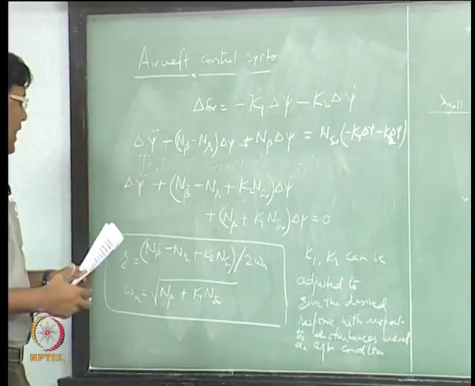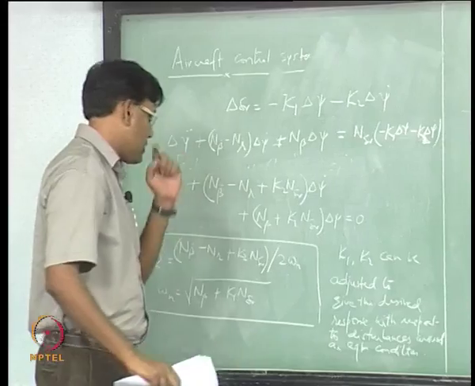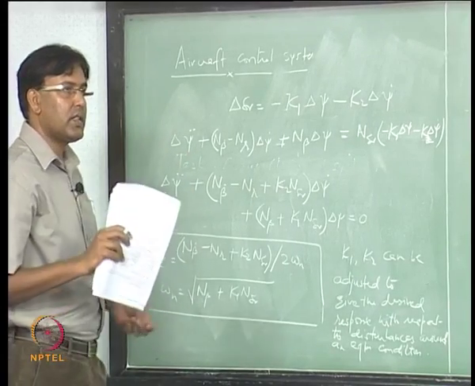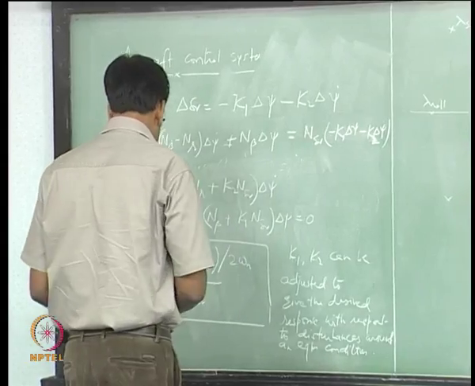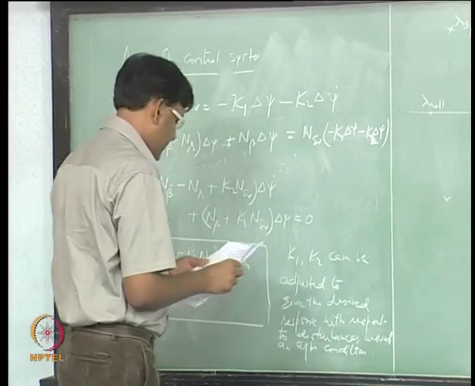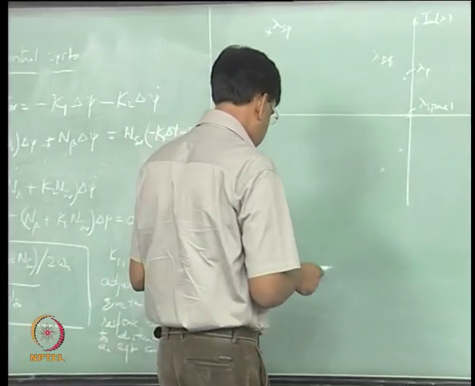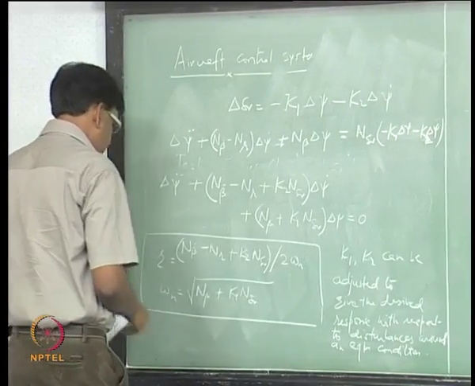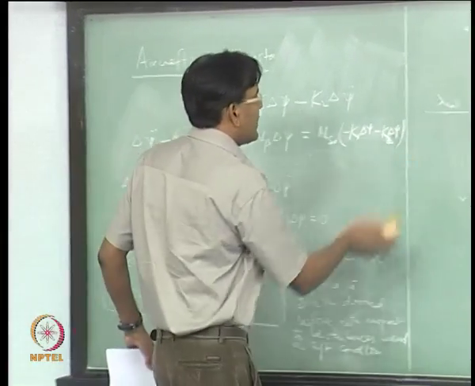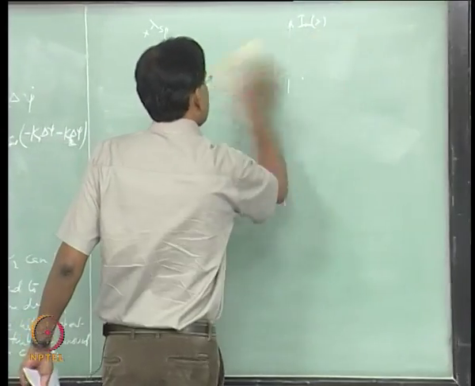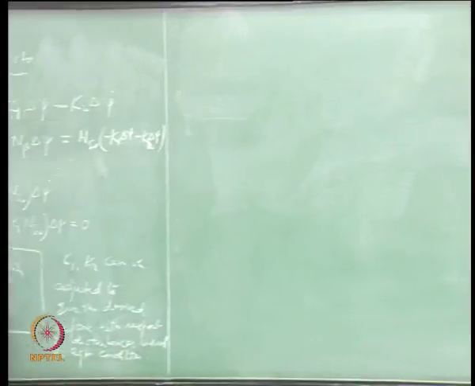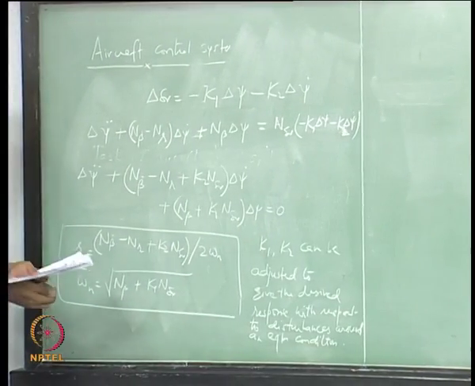So, K1 and K2 can be adjusted to give the desired response with respect to the disturbances from the equilibrium condition. Okay, so let us look at another. This is how typically a yaw damper will work.